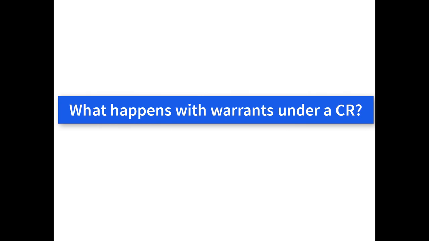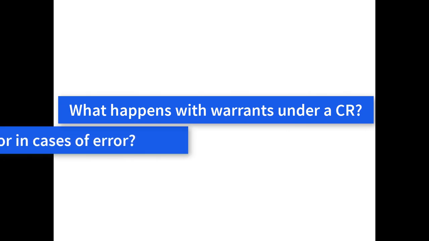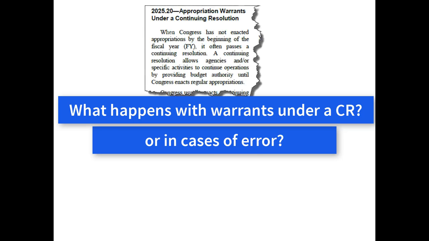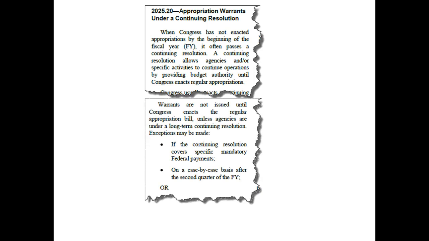What happens with warrants under a CR or in cases of error? We now know that Treasury automatically issues warrants when an appropriation act is enacted. But what does Treasury do about warrants under a continuing resolution? The answer can be found in Part 2, Chapter 2000, Section 2025 of the Treasury Financial Manual. As a rule, Treasury does not issue warrants for short-term continuing resolutions.